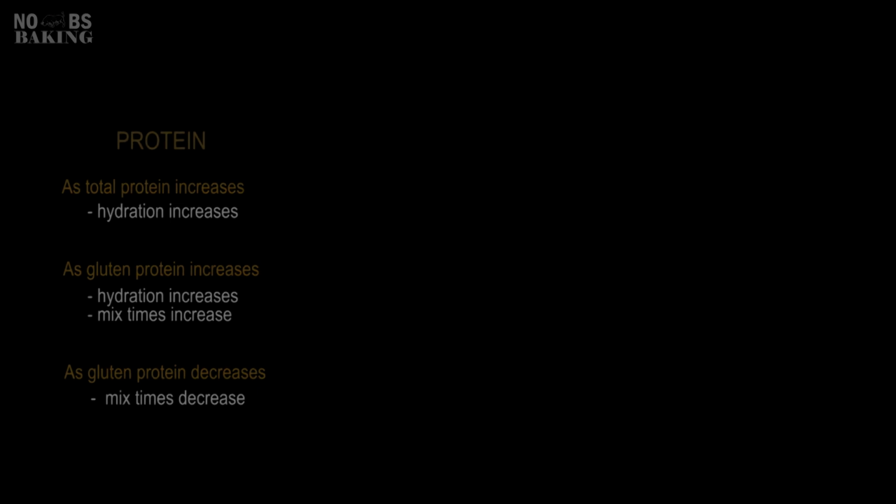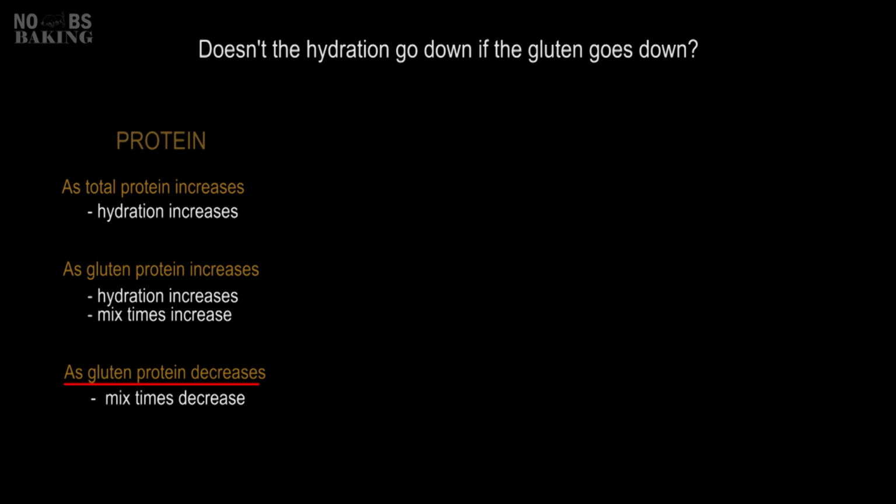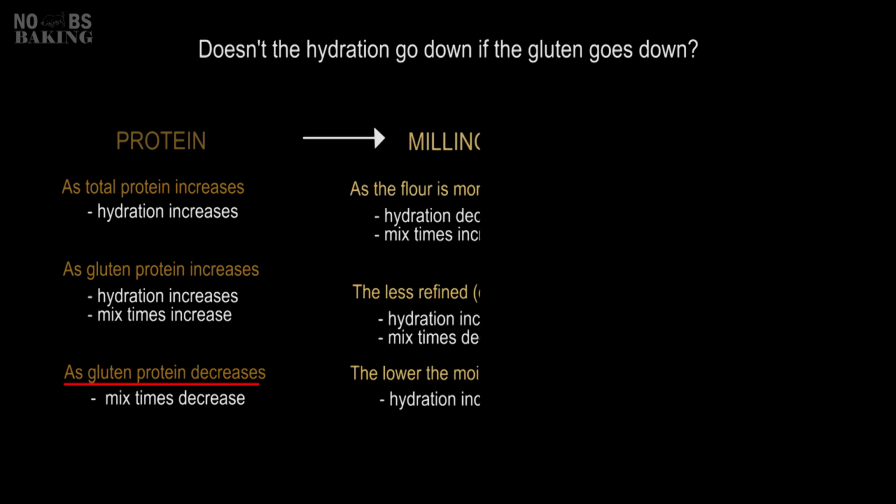Now let's look at some general rules when working with flour. As the protein content increases, the hydration increases. As the amount of quality gluten in the flour increases, the hydration increases and the mix times go up. Therefore, if the gluten percent decreases, mix times go down. But what about hydration? Not necessarily.